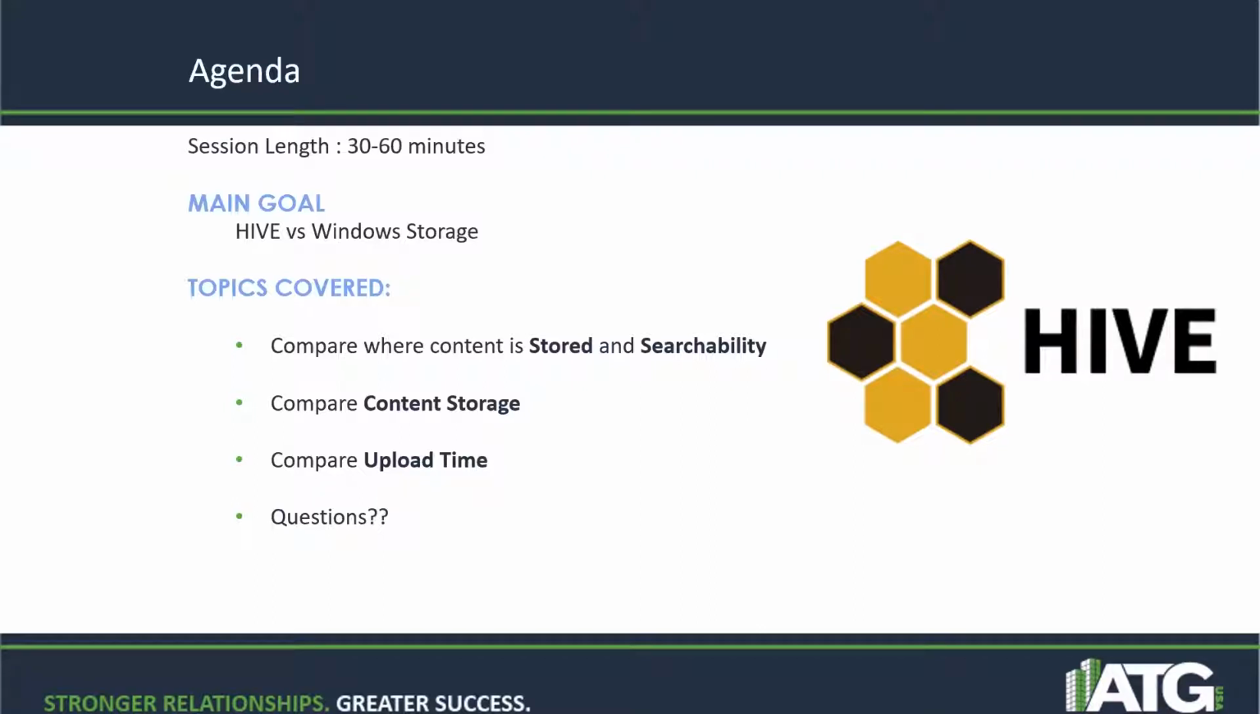Then we're going to compare the content storage, as in how much we are able to set through HIVE, or how much storage we can have in there. What's our limit? What's our max on this? And then we're going to compare some upload times of different pieces that we bring in, whether it's through Revit or different things like that, so we can see and go about it the way we need to or want to. And then after, we'll get some questions going.